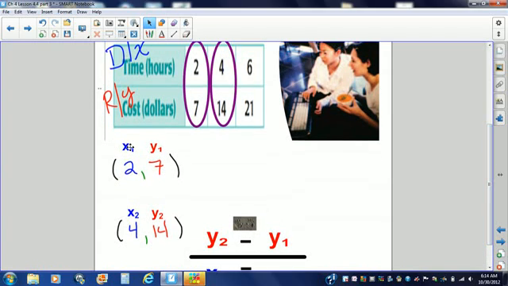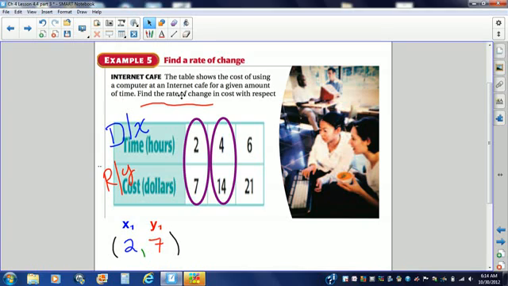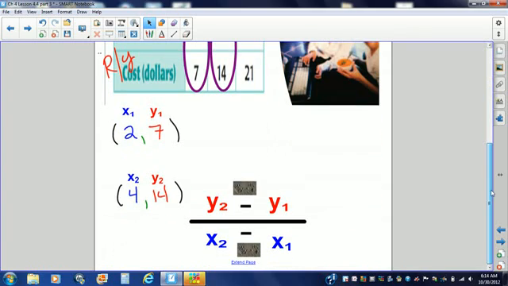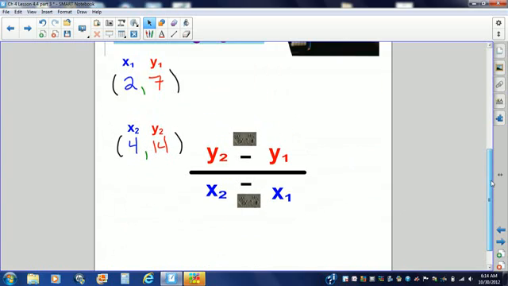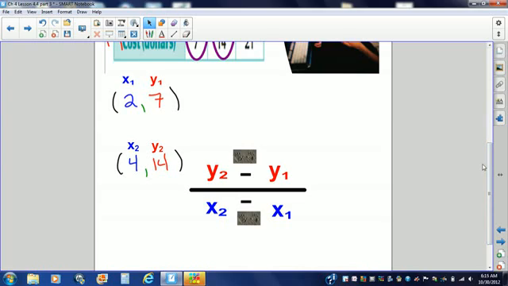We're going to label them x1, y1, x2, y2. Finding the rate of change is the same thing as finding the slope. Rate of change is the same thing as finding the slope. So just like we've done the last couple of days, we are going to find the slope. So write the equation y2 minus y1 over x2 minus x1.